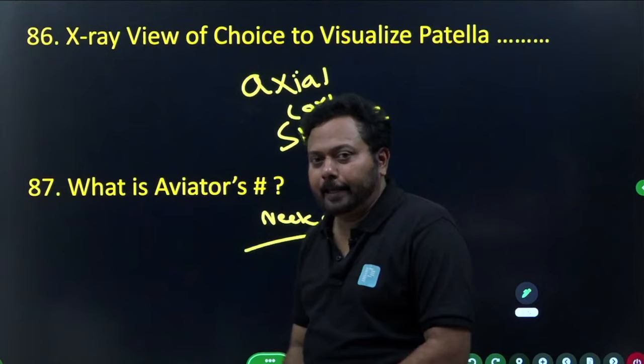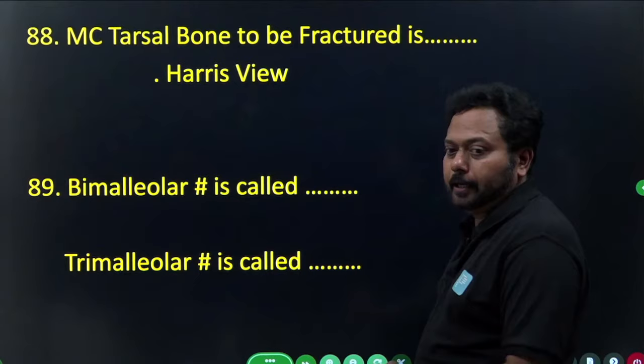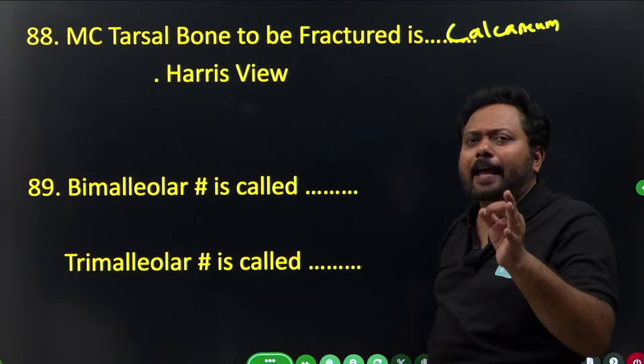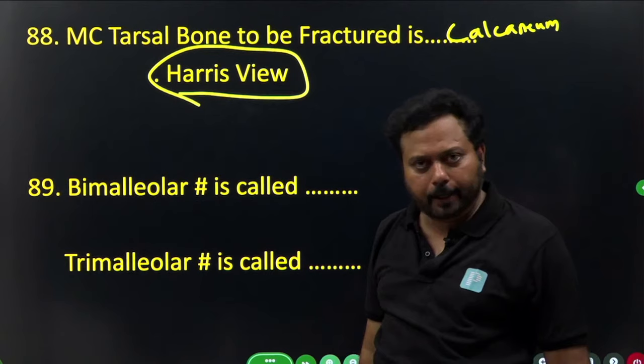Most common carpal bone to be fractured is the scaphoid. Most common tarsal bone to be fractured is the calcaneum. There is no doubt, calcaneum. And the classical axial view of the calcaneum is called Harris view. This is the X-ray view of choice.